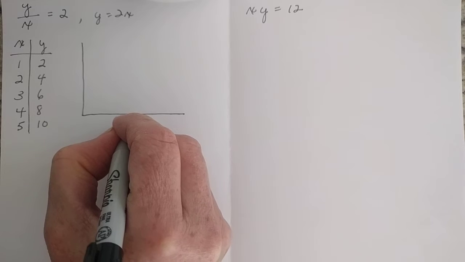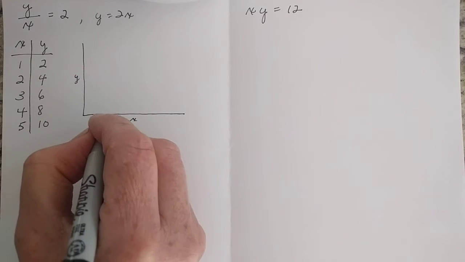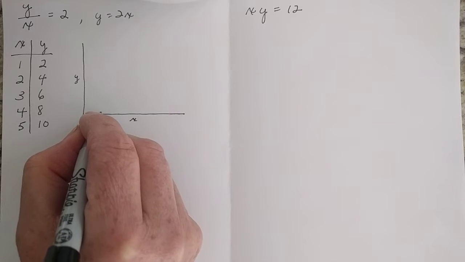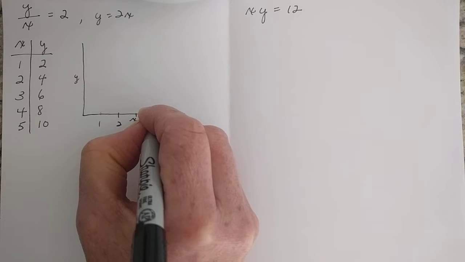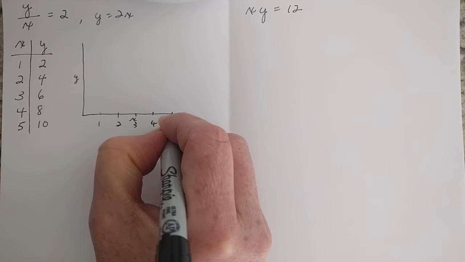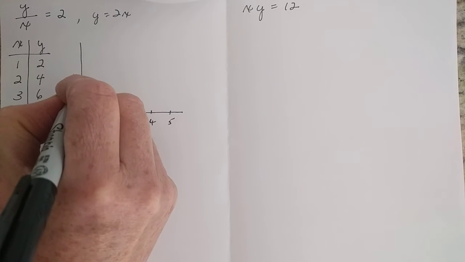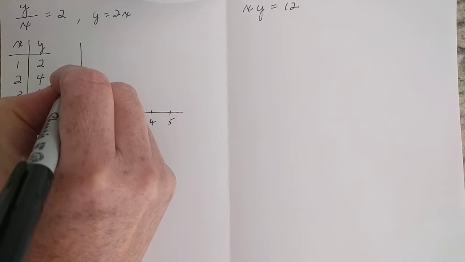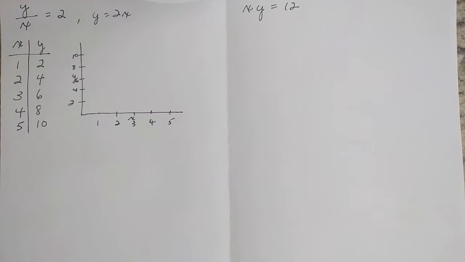So here's our x-axis and our y-axis. Oops, I shouldn't have written them so close. Oh well. All right, so x, 1, 2, 3, 4, 5, and then make y. We'll go up by 2s. 2, 4, 6, 8, 10. Okay, and then we'll plot our points.